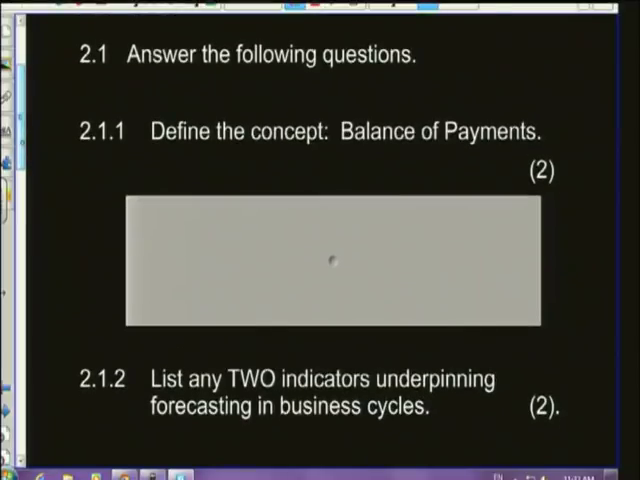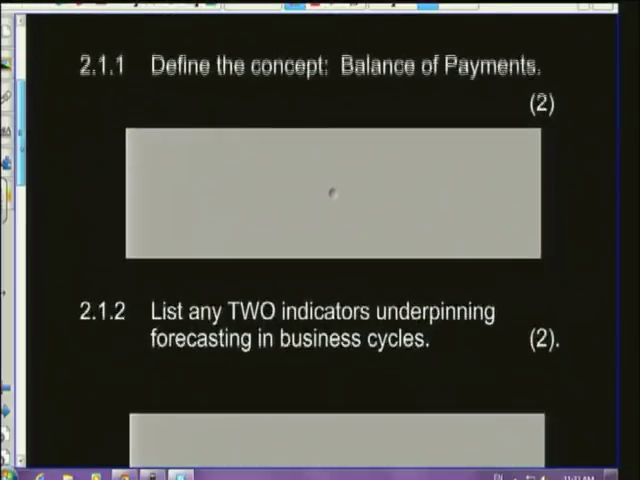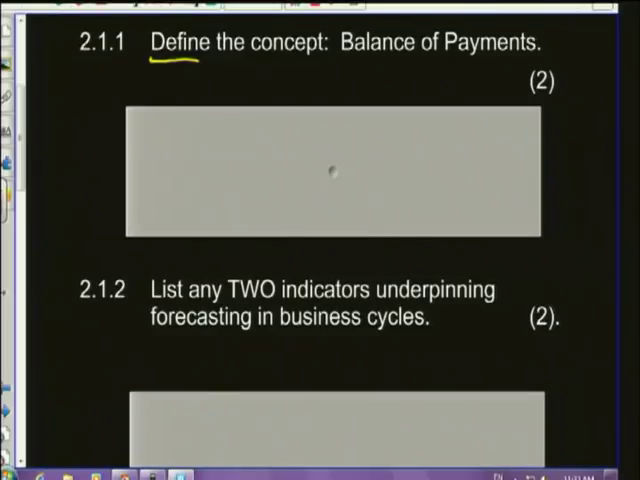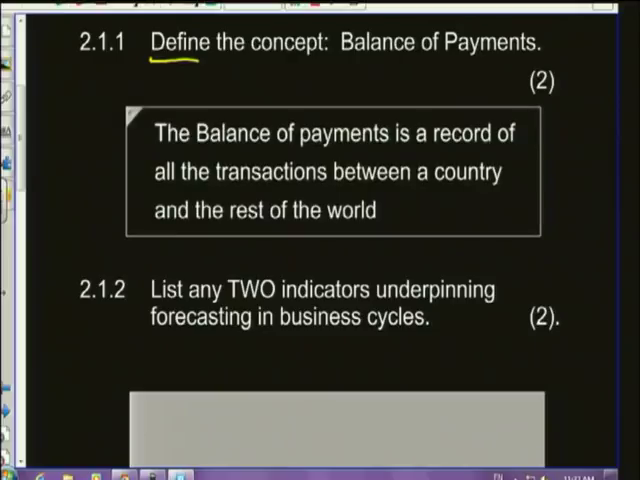Let's look at question 2. 2.1, answer the following questions. 2.1.1, define the concept balance of payments. It's very important that you look at the instruction, and the instruction says that you have to define, which means you have to write down a precise meaning. And the precise meaning for balance of payments would be, the balance of payments is a record of all the transactions between a country and the rest of the world.